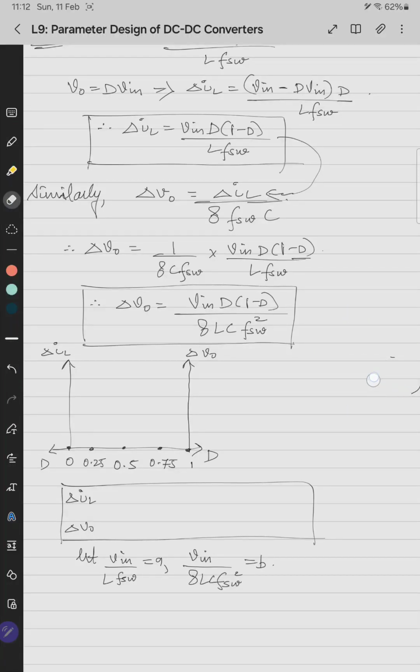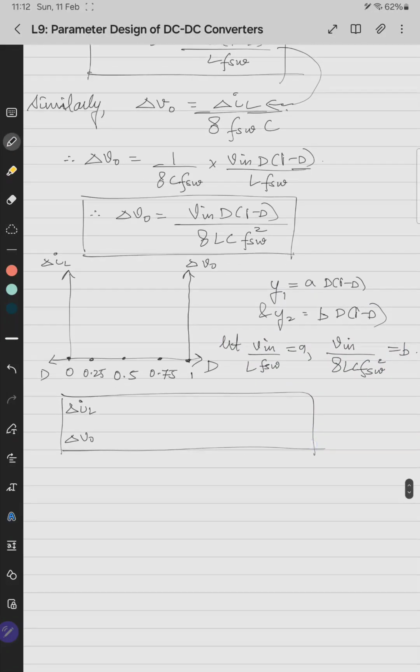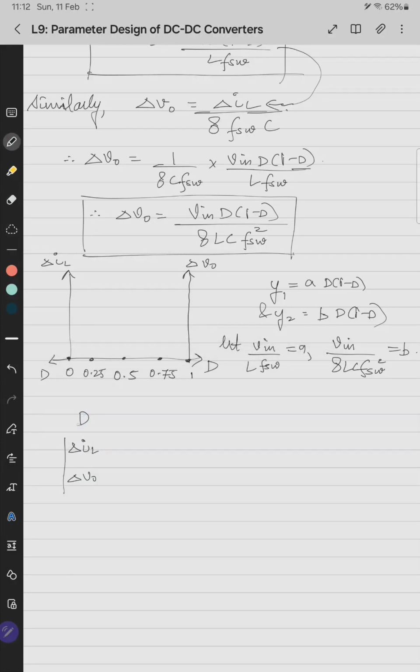Instead of doing this, I'll directly write here that y1 is A into D into 1 minus D, and y2 is B into D into 1 minus D. Here I'll write D: say it is 0, 0.25, 0.5, 0.75 and 1.